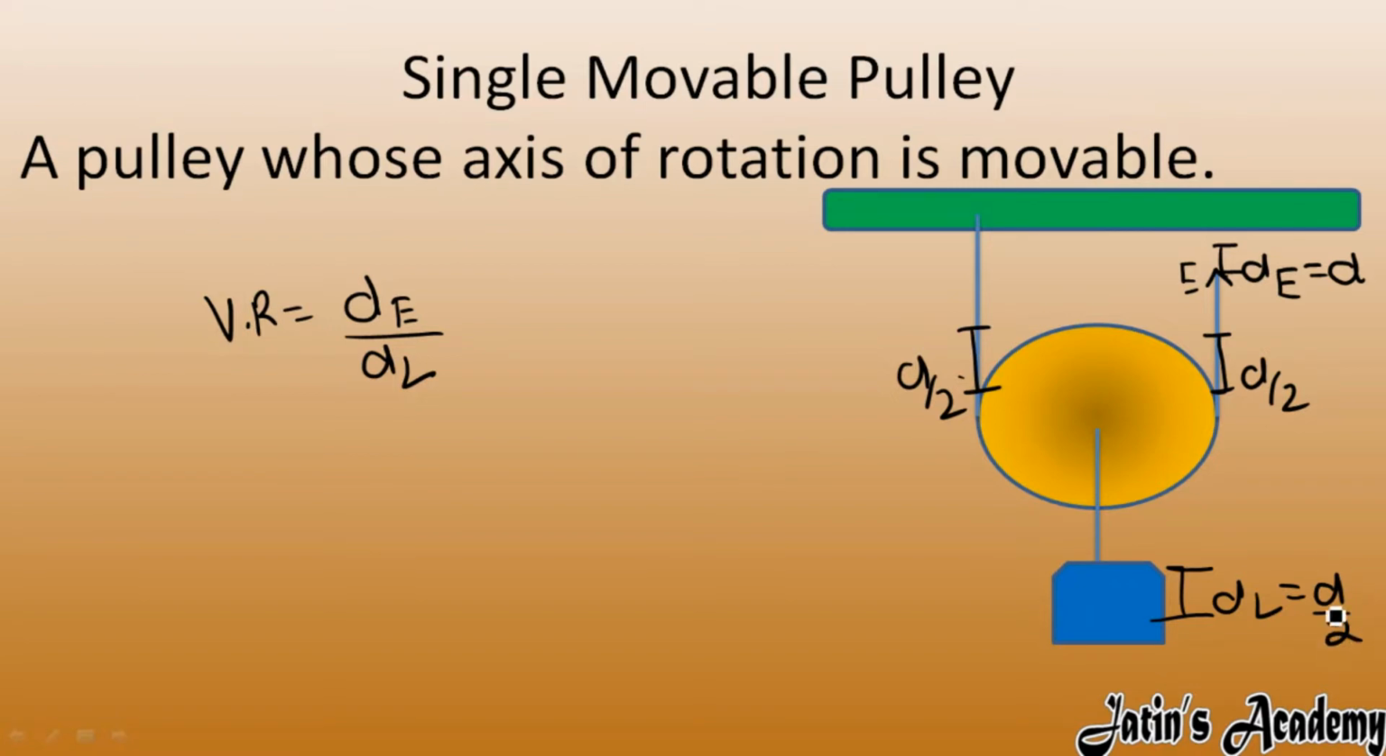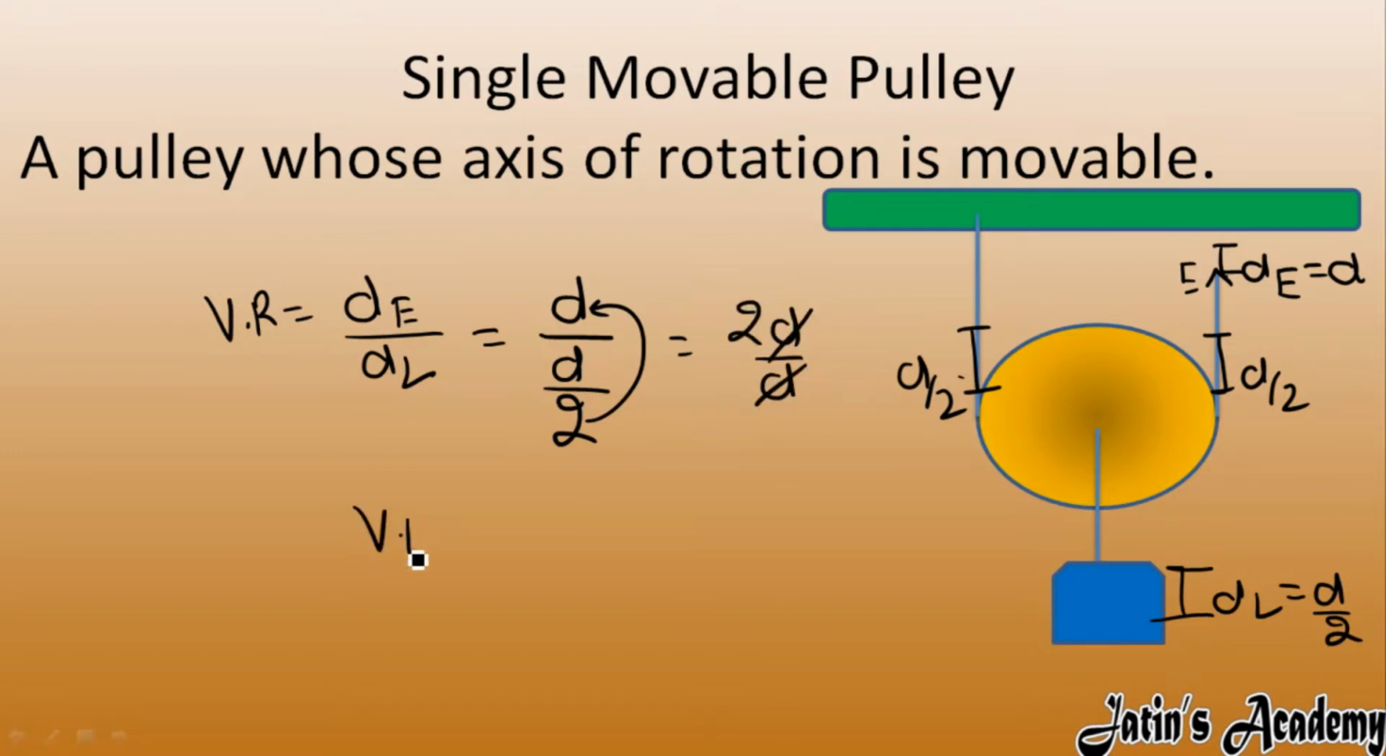This is actually an experiment, but here you have to see like this, that when effort is moving in the upward direction with displacement d, then the load is only moving half of the value. So displacement of effort we have d and displacement of load we have half of the displacement of effort, that is d by 2. So here denominator of denominator becomes numerator, so 2 times d upon d. So here we got velocity ratio as 2.